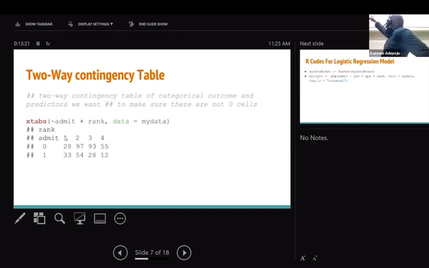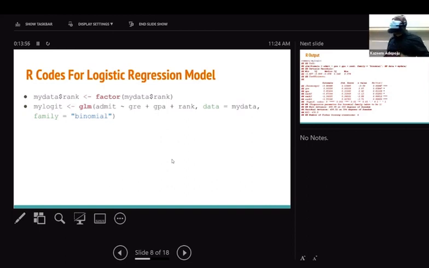If you take a look at that, 33 were given admission from the institutions that were rank 1, and 28 were not given admission. Do you understand that? Okay, so what I have on the board is just to display to you the number of people that were given admission, taking into consideration the rank of your undergraduate college. Okay, I wanted to take a look at this now.